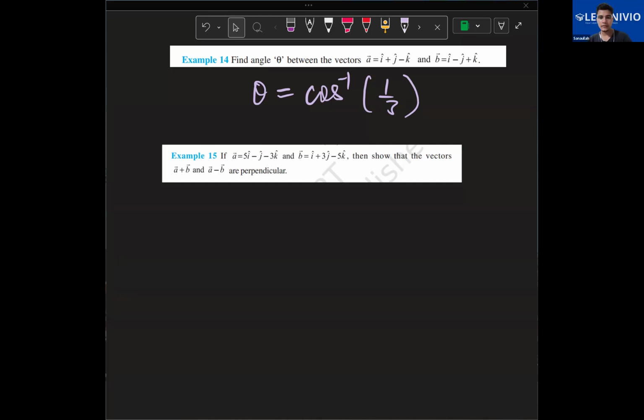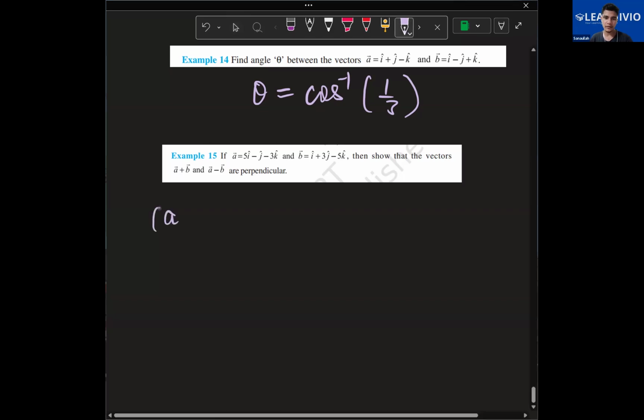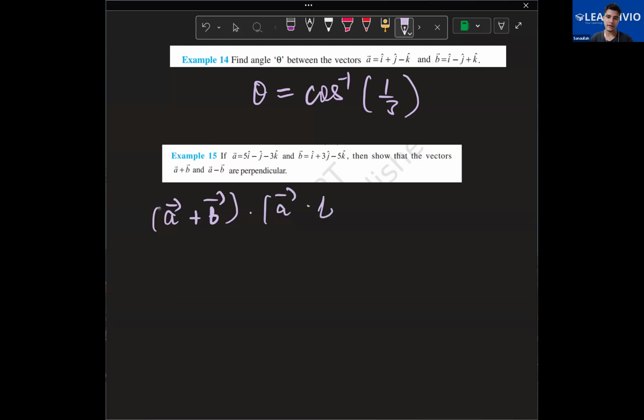So for perpendicular, their dot product must be zero, right? If you want to prove this as perpendicular, first of all, you have to find the A vector plus B vector. Then you have to find A vector minus B vector. You have to find the dot product of both these vectors, right? Tell me, which type of quantity is this? This is a vector quantity, right? And this is a vector quantity.